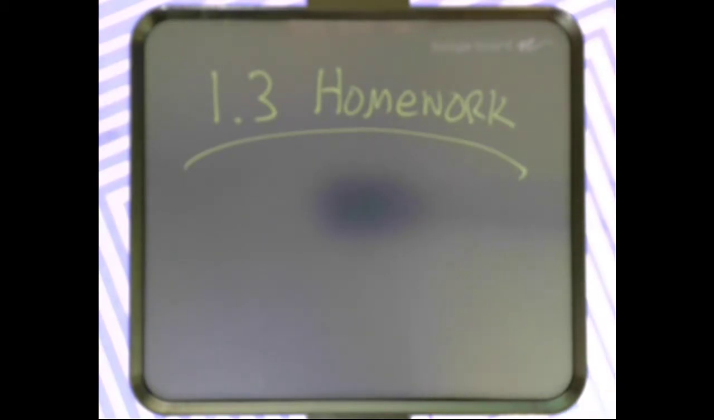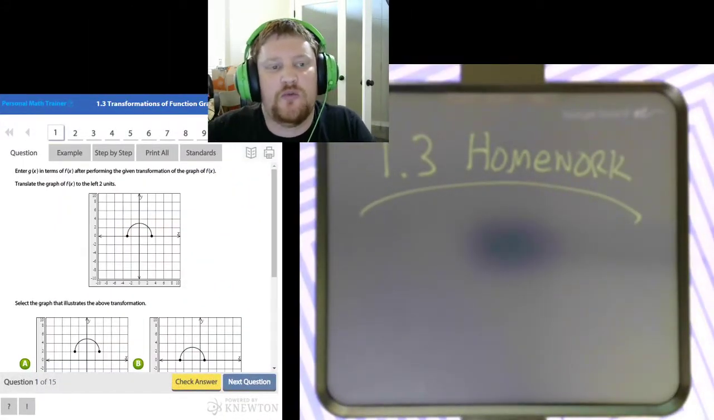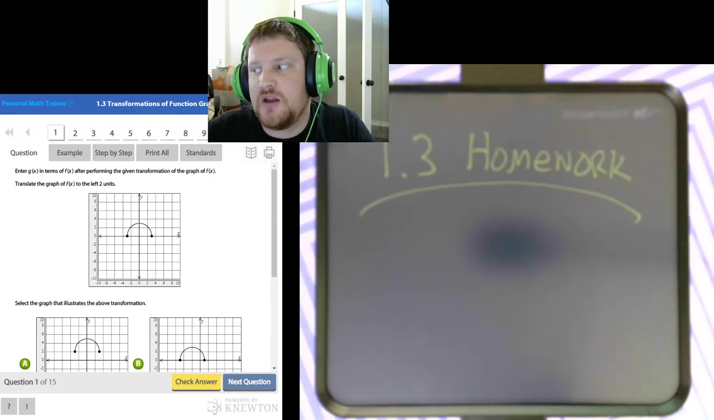So this is your 1.3 homework for your MyHRW assignment. Keep in mind that since 1.3 is so short, you do only have a couple of days in class to work on this assignment. But let's go ahead and hop right into it. I've already got it pulled up on my screen. So this is an example of what problem 1 might look like for you.